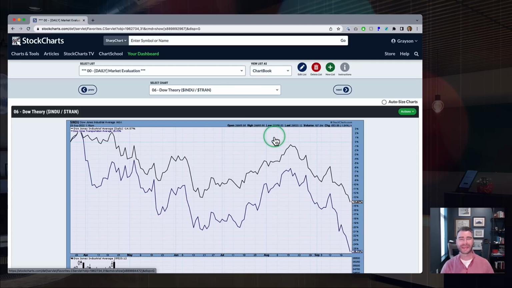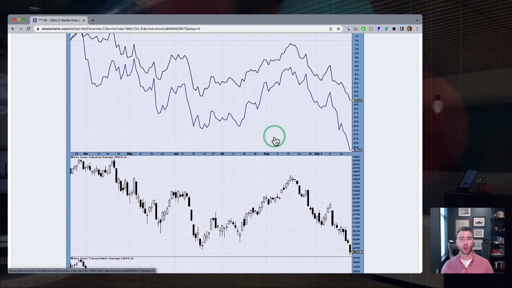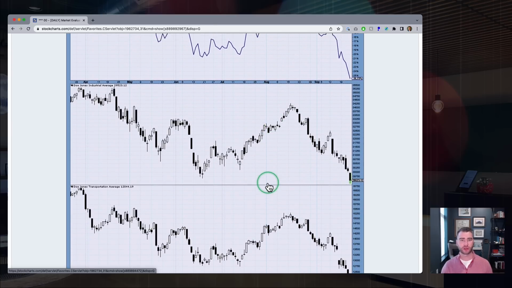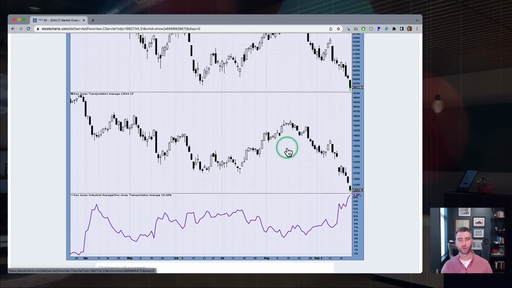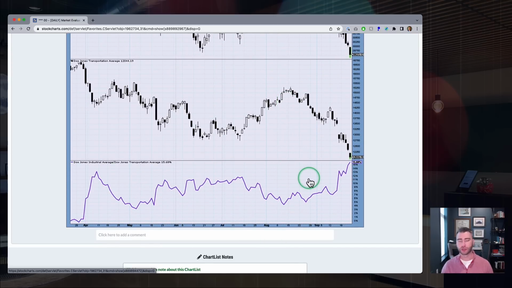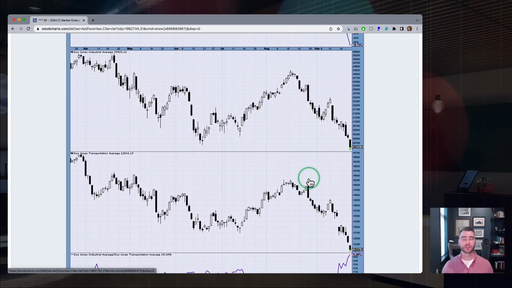Then we get into Dow theory. We've got the Dow Industrials and the Dow Transports on one view. Both of those charted down below. And we've got both of those in a percentage flavor as well. We've also got a ratio of the two at the very bottom. So this gives me a sense of how those two classic Dow indexes are moving. Are those ripping higher? Are they getting slammed to the downside? Are they drifting sideways? And how are they moving relative to each other as well?